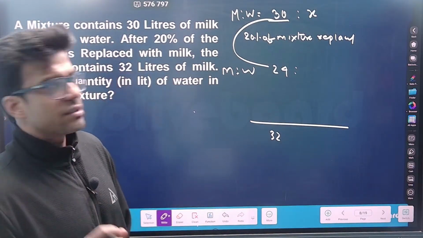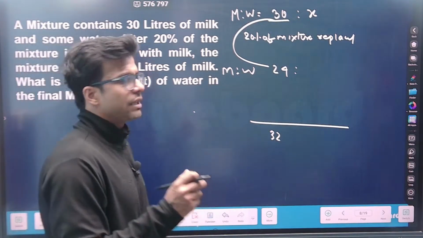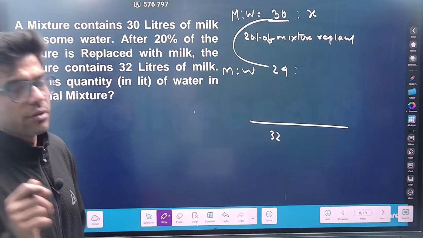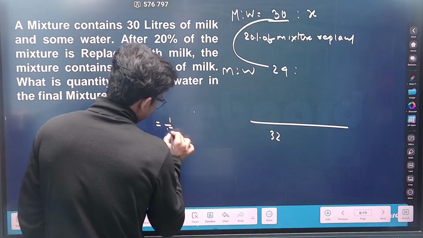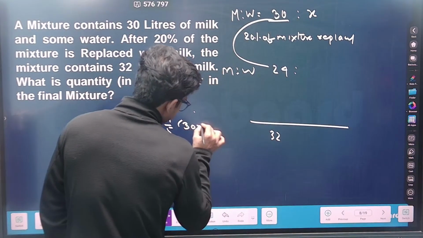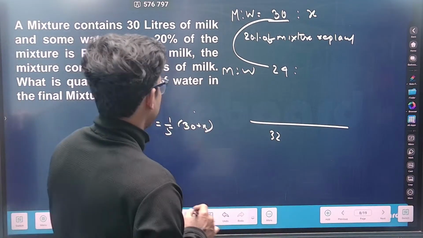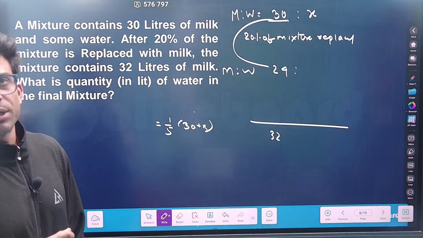Now try to understand, everyone. Try to get the logic. How do we need to proceed toward this question? What is the thought process that is needed? That is very important. Now 20% means 20% of what? 1 by 5 of what? 1 by 5 of 30 plus x. Correct, na? 1 by 5 is of 30 plus x.